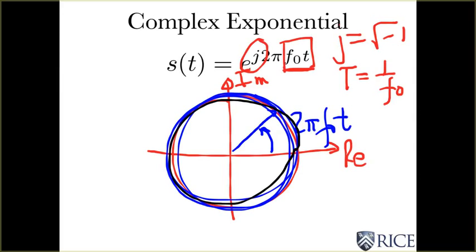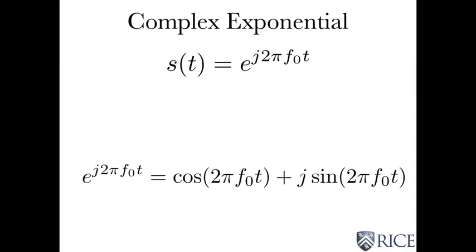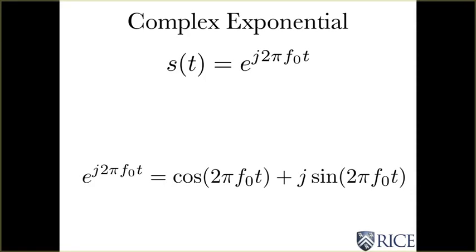Now, I hope you all know Euler's relationship, which says that a complex exponential actually consists of a cosine and a sine. So the cosine is the real part of the complex exponential, and the sine is the imaginary part of the complex exponential. I cannot stress how important these signals are in our course. So, in particular, the complex valued nature of it is very, very important to understand.